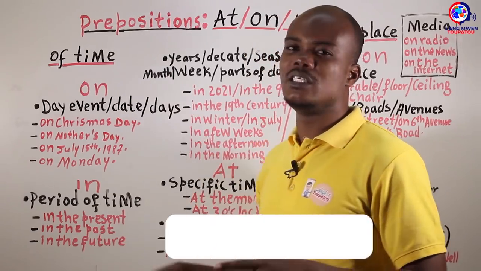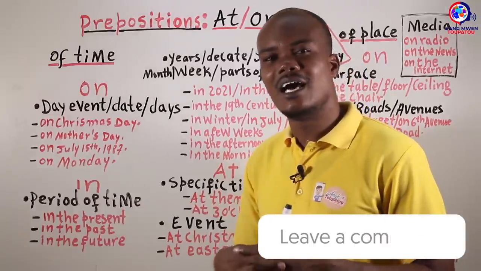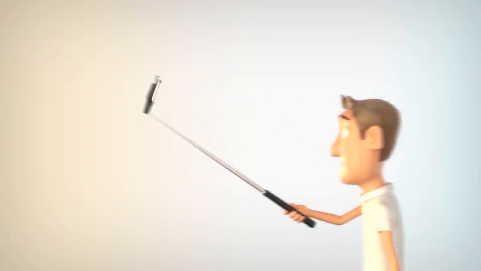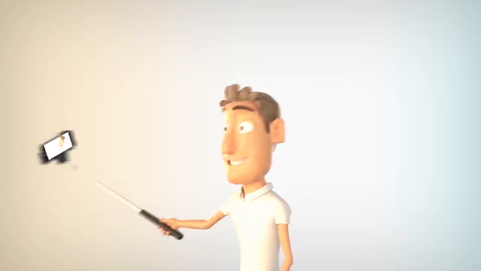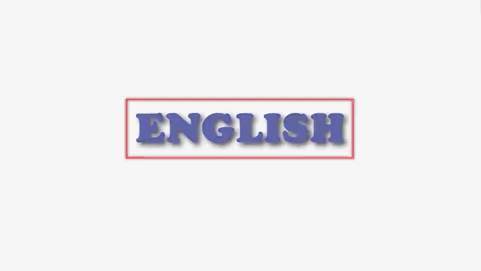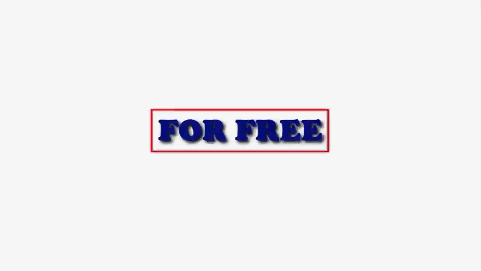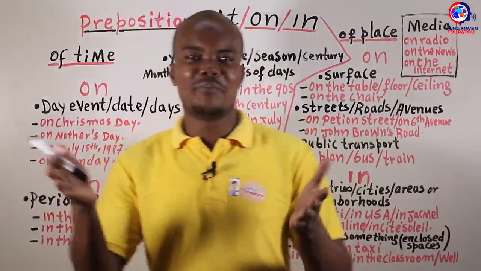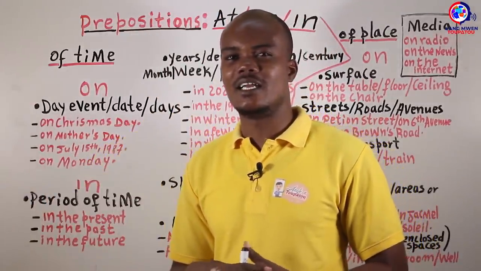Aujourd'hui, on va parler de comment pour utiliser préposition at, préposition on et préposition in. En anglais, c'est ça que nous allons apprendre. Bien, restez branchés, pas bouger. Je vais présenter une vidéo ça après quelques secondes. All right, I am back. I'm going to be teaching you how to use preposition at, on, and in English.